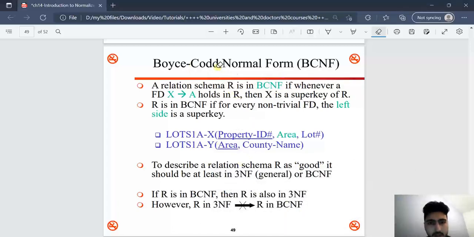So for a relation to be in BCNF, a relation scheme R is in BCNF if whenever a functional dependency of the form X derives A holds in R, then X must be a super key of the relation R. So R is in BCNF if for every non-trivial functional dependency, the left side is a super key. Here is the left side and here is the right side. So the left side of every functional dependency must be a super key in order for the relation to be in BCNF.